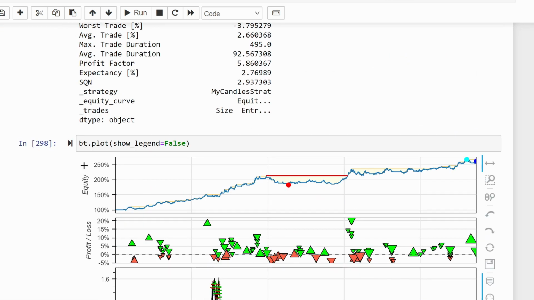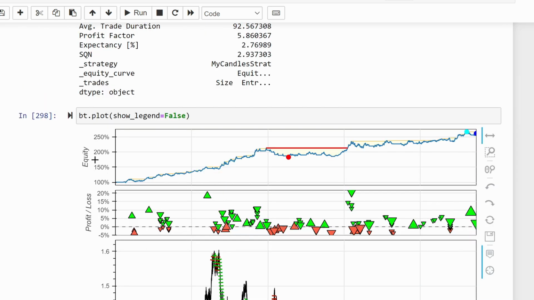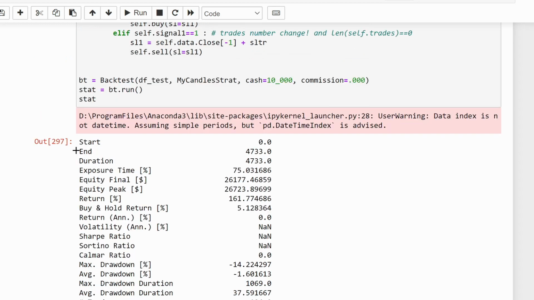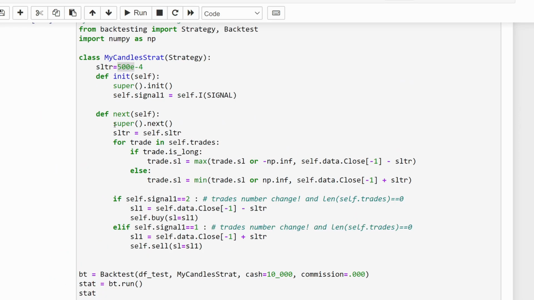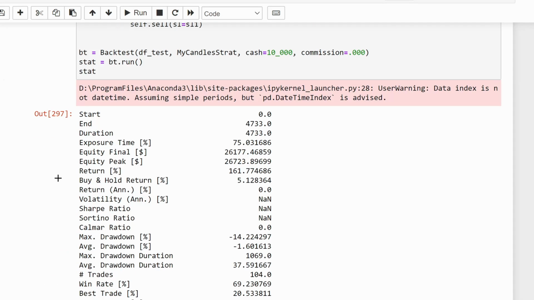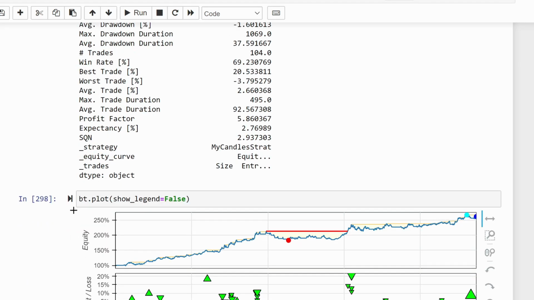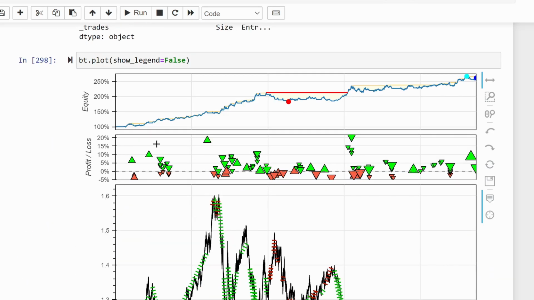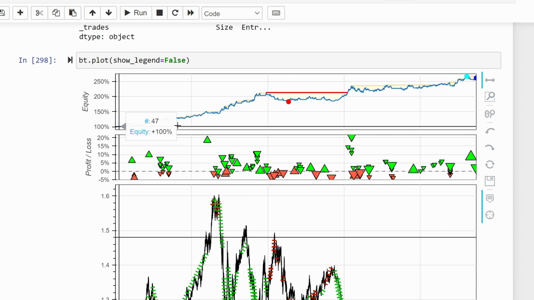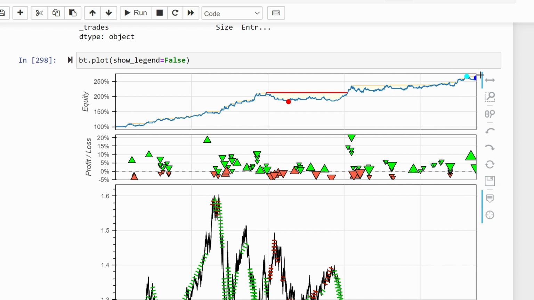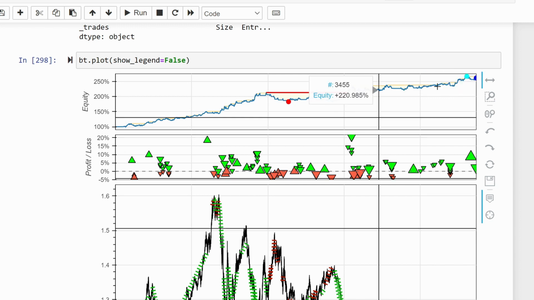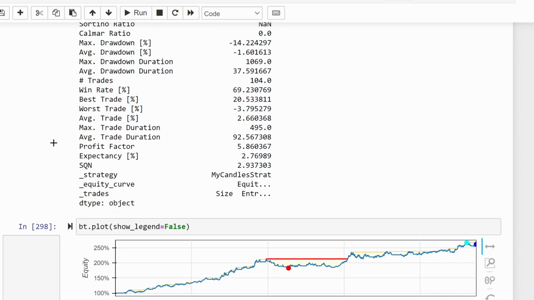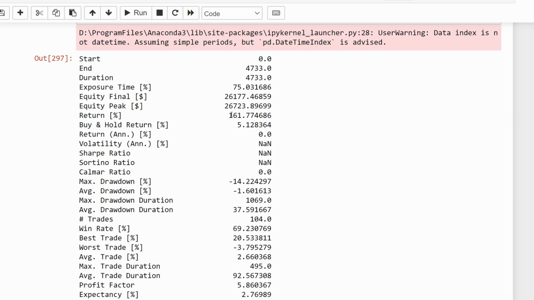And one thing that I didn't have working in the previous video is the plotting function. Actually, I had downloaded and installed an older version of the backtrading library. This is why it didn't work in my previous video. I updated the version and now I have the latest and it seems to be working fine. So this is our equity. We're going from 100 up to 250% here. In fact, it's 262 because we have a return of 161%.